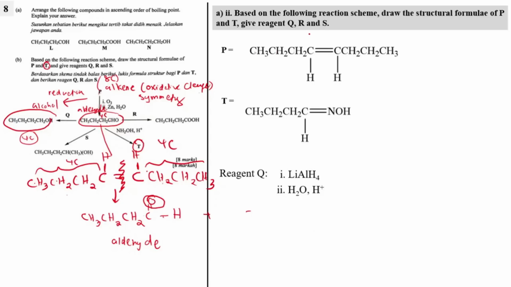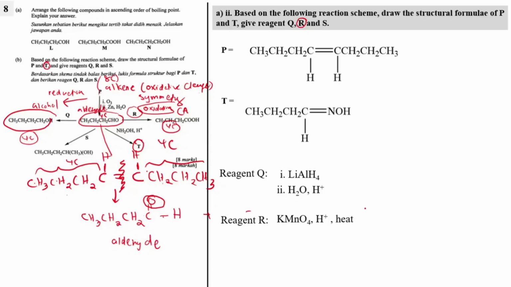Now for the reagent R, from aldehyde you're going to form a carboxylic acid. The number of carbons, 1, 2, 3, 4, is still maintained. It's just changing from aldehyde into carboxylic acid, so you know that it will undergo the process of oxidation. For oxidation, you use an oxidizing agent, where the reagent R that you can use is KMnO4 in acidic condition with heat.